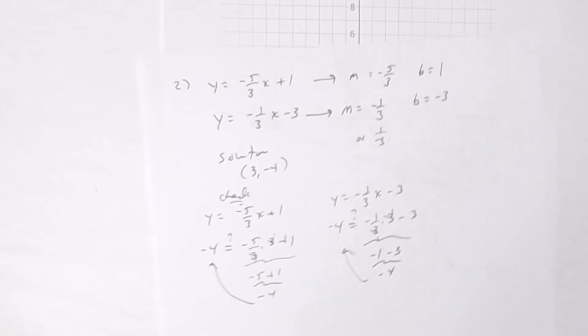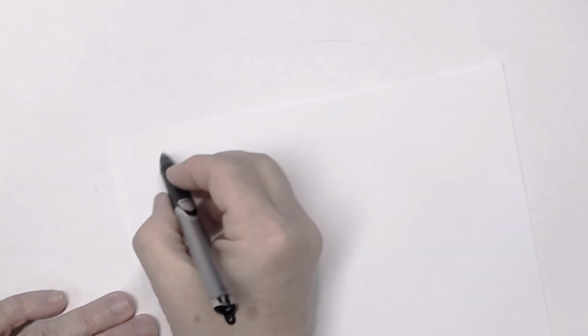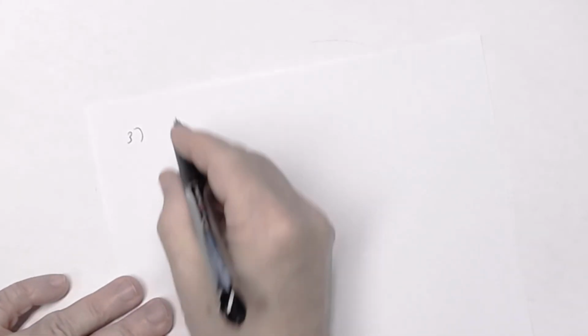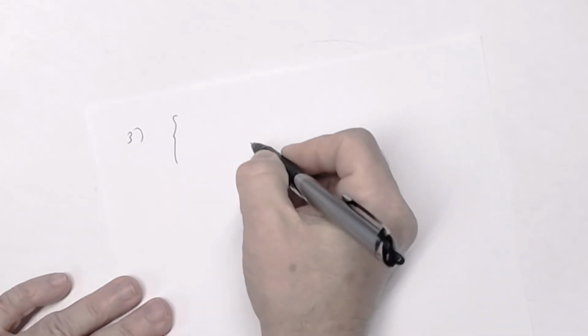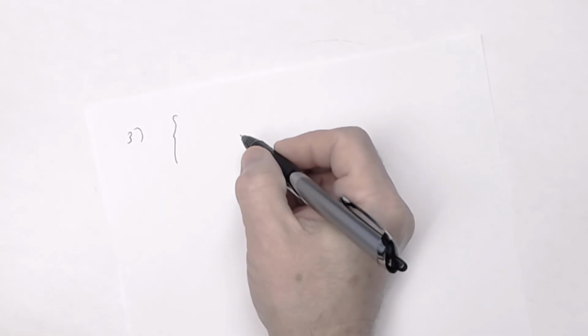All right, now let's look at number 3. Okay, now number 3, we have this. So here is number 3. All right, we have this system, and I'm going to go ahead and use a brace this time because sometimes we use braces, sometimes we don't.